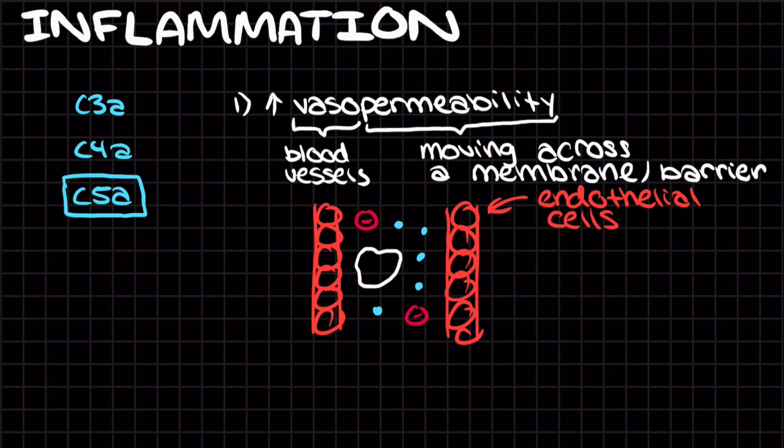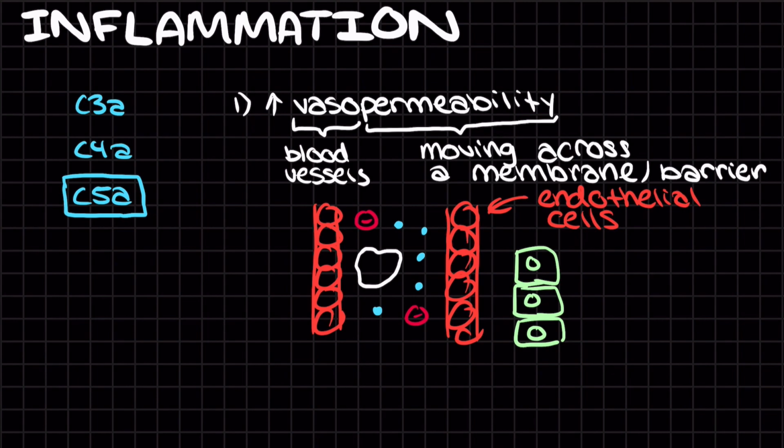However, if we have an area of infected tissue, that's going to obviously be on the other side of this wall. So if we have these green cells, which are meant to be our infected cells, they're going to be on the other side of the vessel. So by increasing vasopermeability, we make it easier for the white blood cells and other proteins, for example, other inflammatory agents, maybe antibodies or other complement proteins, to move from inside the blood vessel to outside.